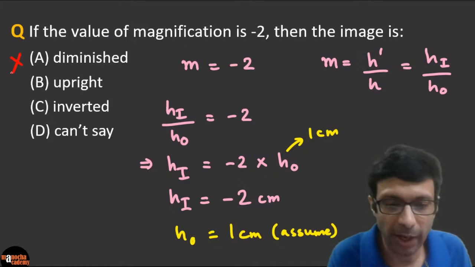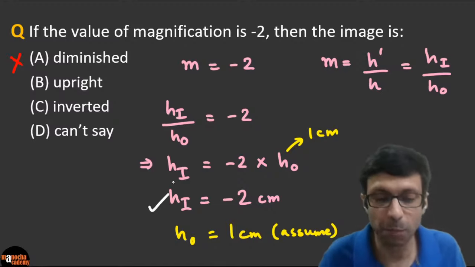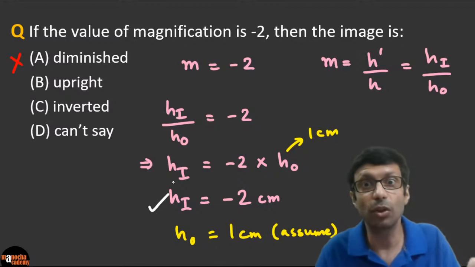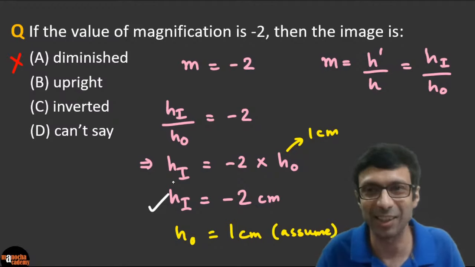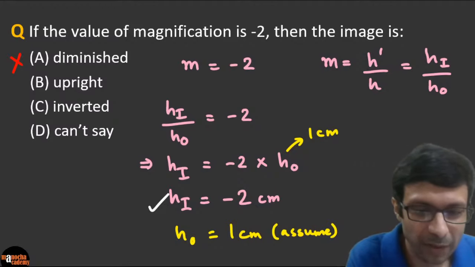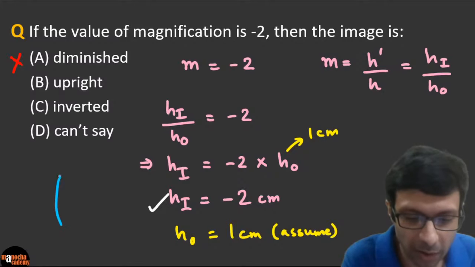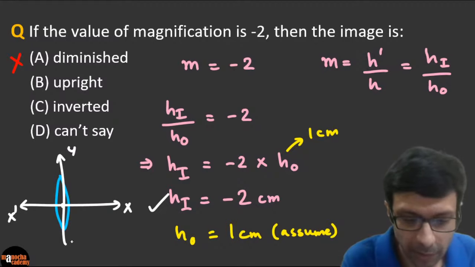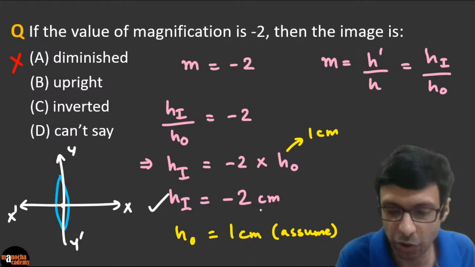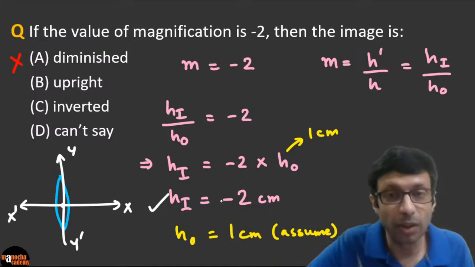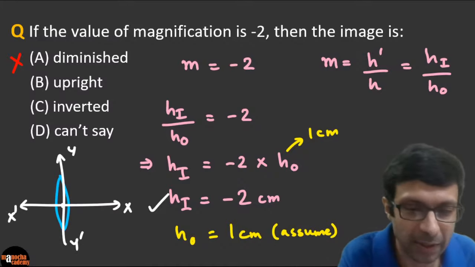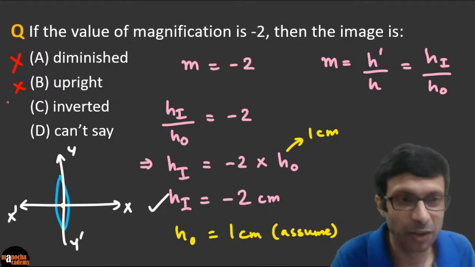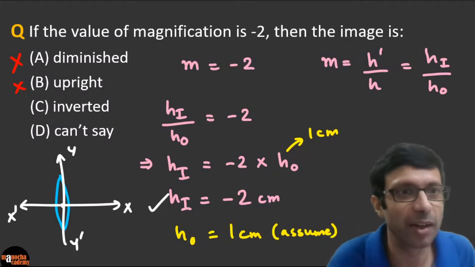The image height we have found is -2 centimeters. That means it lies on the negative y-axis. Remember the sign convention. Whenever you consider a lens, whether it's a concave or convex lens, you need to place the x and y axis on the optical center. Since the image height is negative, it is on the negative y-axis, below the principal axis. So upright is wrong. What we can say is the image is inverted.